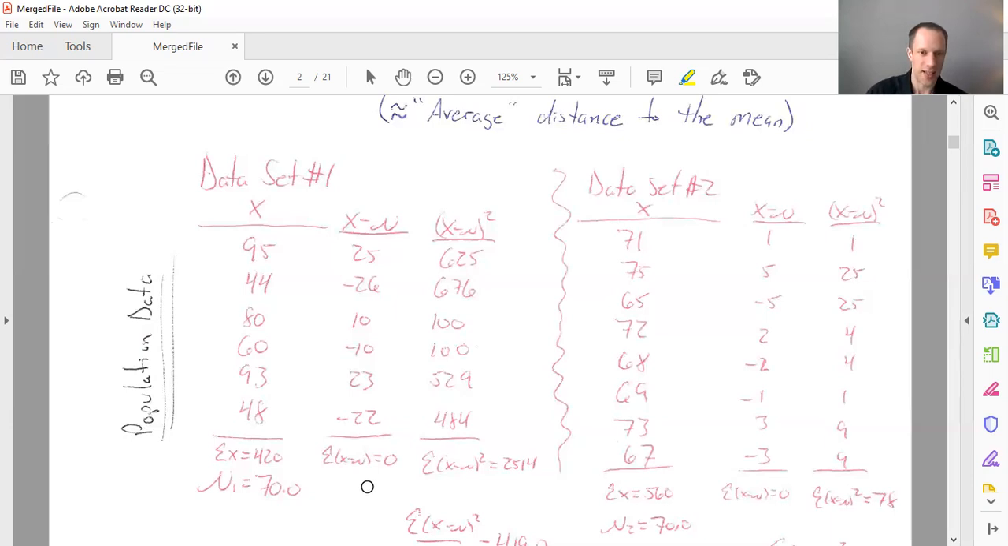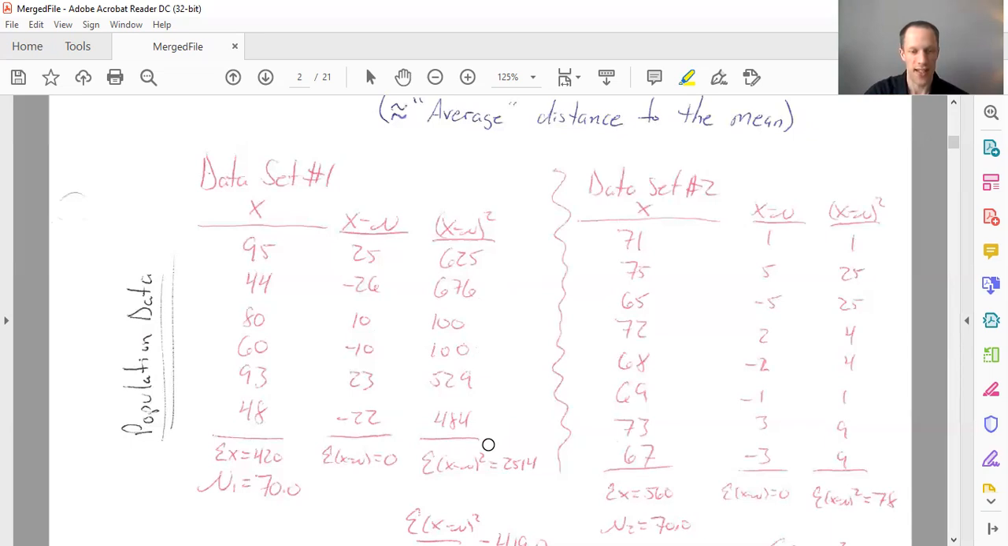Instead of taking the absolute value of all these numbers in order to get rid of the negatives, they square them. You might remember that if you take a negative number and square it, it becomes positive. So 25 squared is 625. Negative 26 squared is positive 676. 10 squared is 100. Negative 10 squared is also 100, like negative 10 times negative 10, which is positive 100. 23 squared is 529. Negative 22 squared is 484.